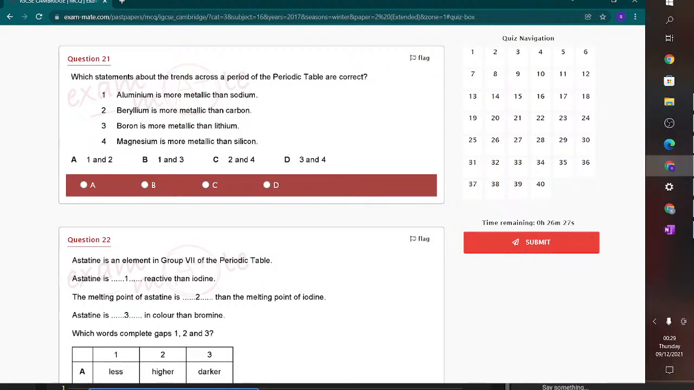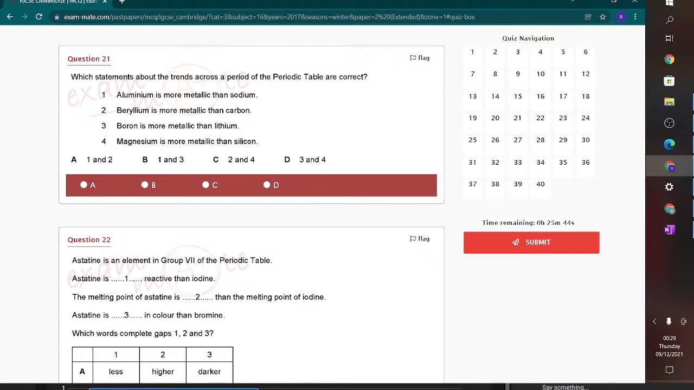Which statements about the trends across a period of the periodic table are correct? Aluminium is more metallic than sodium. Beryllium is more metallic than carbon. Boron is more metallic than lithium, and magnesium is more metallic than silicon. As we go to the right of the periodic table, the metals become less metallic. So sodium is more metallic than aluminium, because sodium is more reactive than aluminium. Beryllium is more metallic than carbon, of course, because carbon is a non-metal. So 2 looks correct to me.